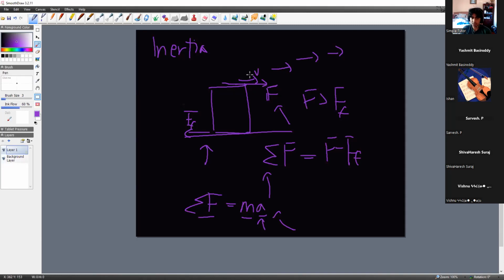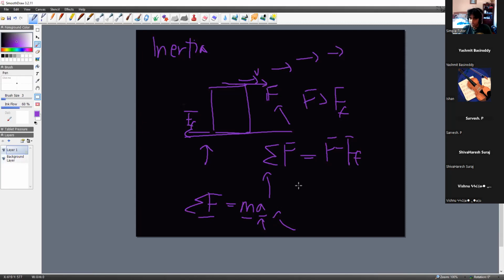Once F and Ff are equal, that means we have no more change in the velocity. Why? Because there's no net force, and that means there's no acceleration. So it will not speed up or slow down or reduce in any way. All that changes is really the acceleration.